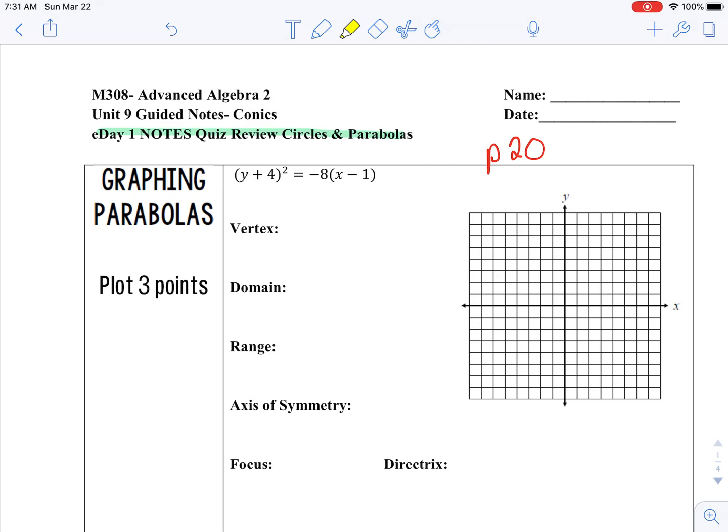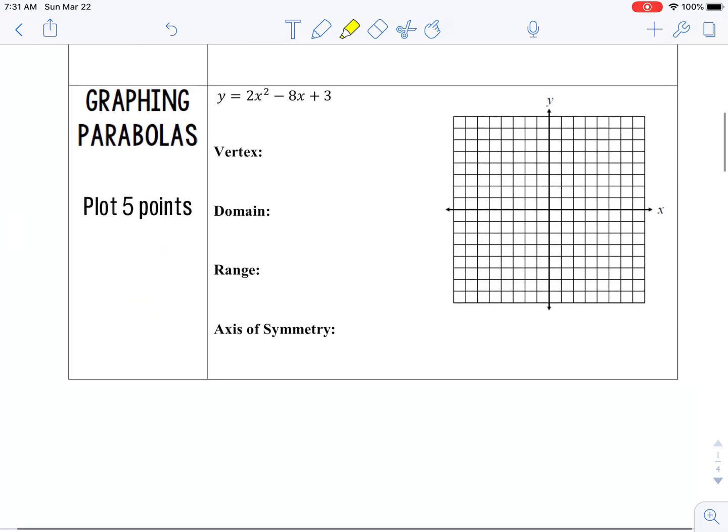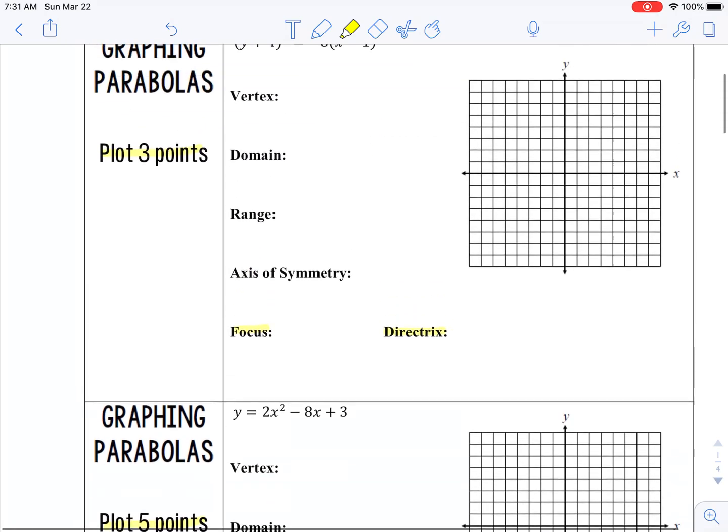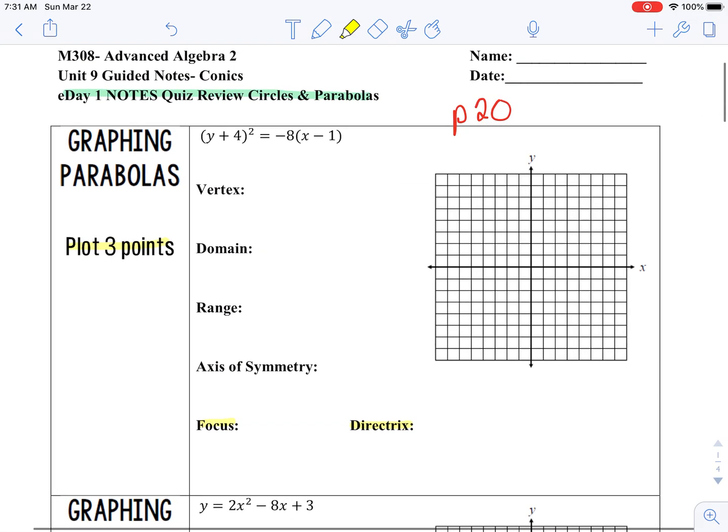So first off, I want to review graphing parabolas. Just as a reminder, there's two different versions of how we graph. Whether they ask for 3 points with the focus and directrix, or they ask for 5 points. That would be using our pattern. This is our new version, 3 points, focus, and directrix.